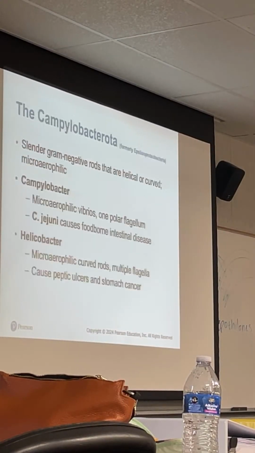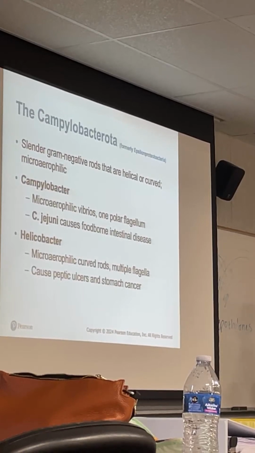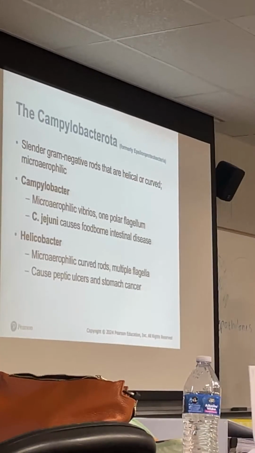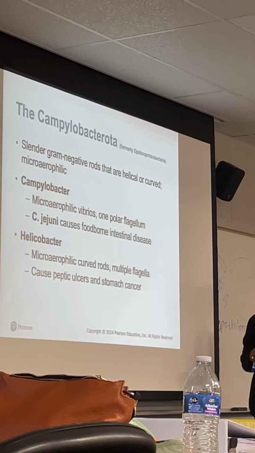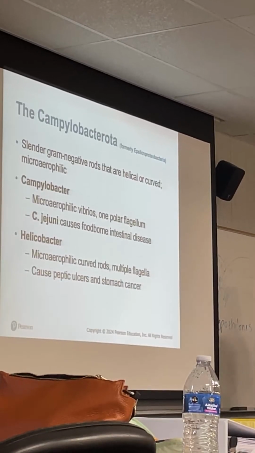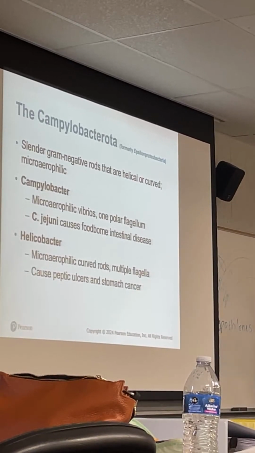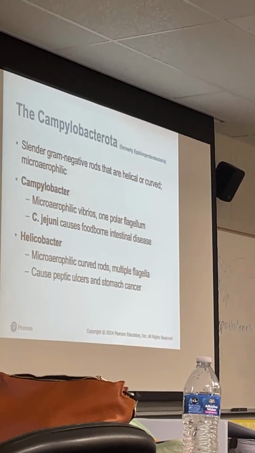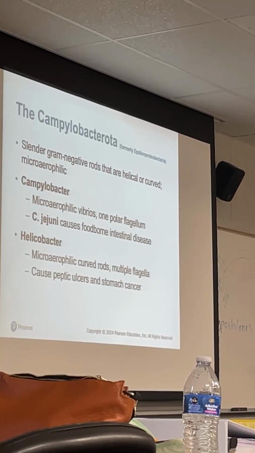All right. So then we have the last group for the proteobacteria. I put it in very small writing. Formerly the epsilon proteobacteria. It's now the Campylobacterota. All right. So this particular class of bacteria, these are still gram-negative bacteria. They're slender in their appearance. They're rod-shaped, and they can be either helical or curved. Okay, they can be either helical or curved.